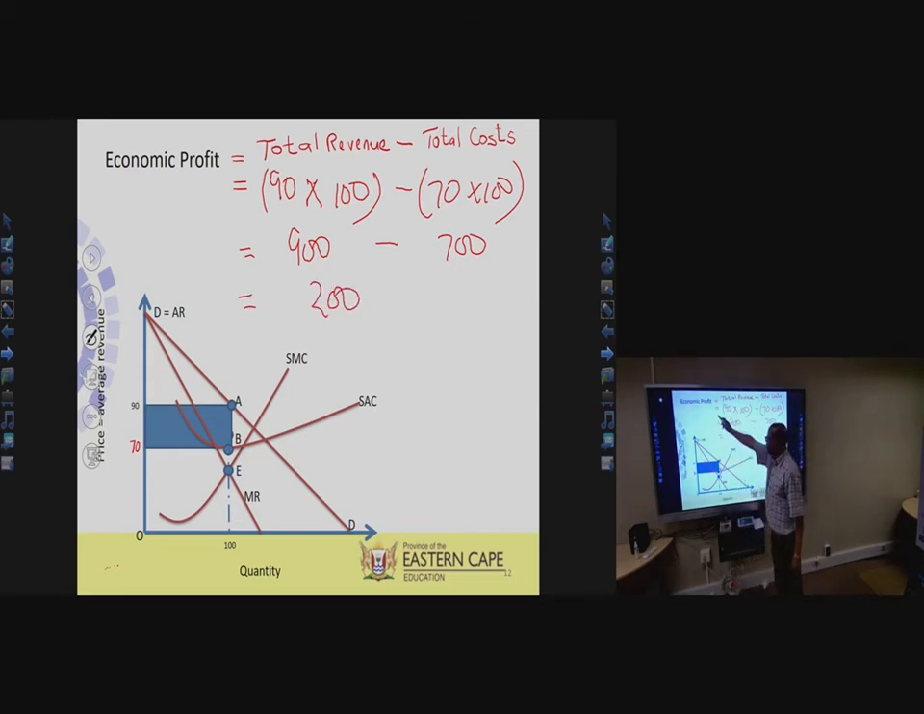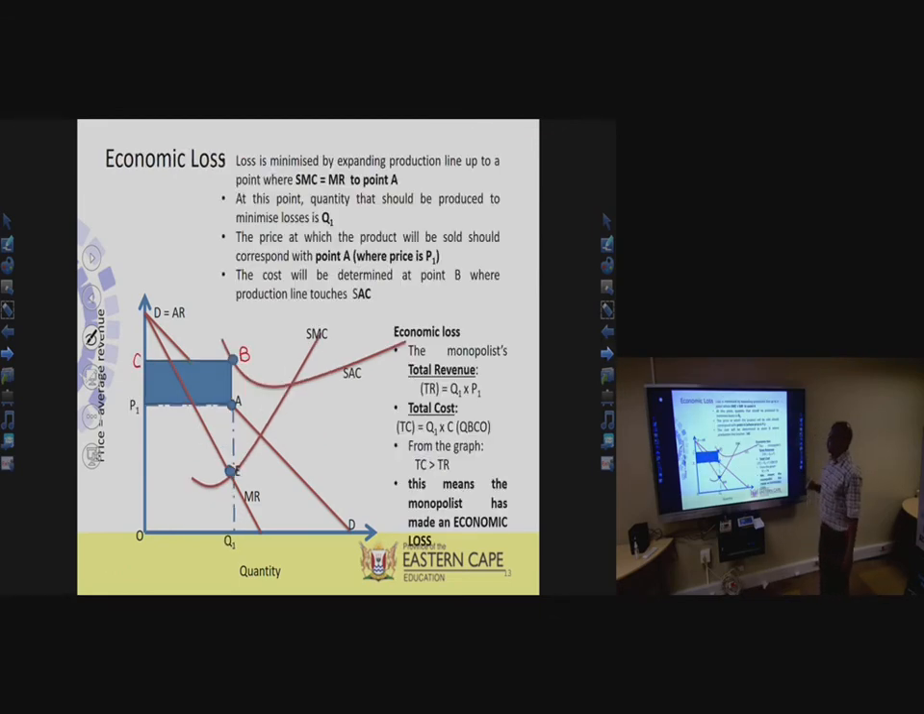Then minus your total cost. Your total cost now it's 70 times 100. Minus 70 times 100. I'm going to have 9,000 less 7,000, which will then give me 2,000. Then that will be your economic profit. If we are given figures, then you can calculate it in that particular way.